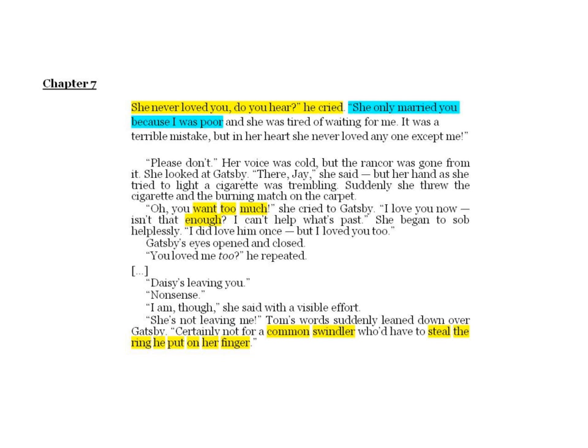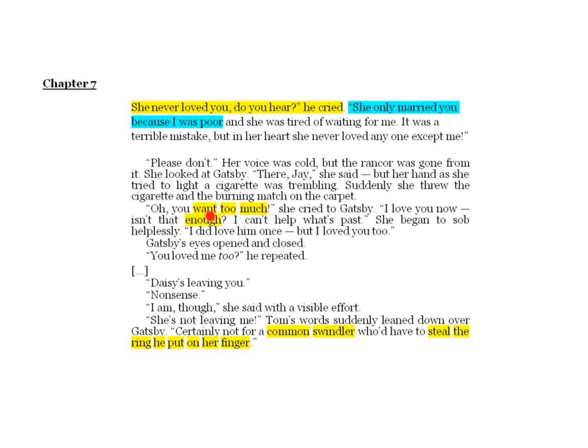A bit of dialogue from Gatsby. She never loved you, do you hear? He cried. She only married you because I was poor and she was tired of waiting for me. But in her heart, she never loved anyone except me. So look at how important it is here to crush his male rival, his rival in love for Daisy. Then we get Daisy's reaction. Just wanted to zoom in on the language of amounts again.